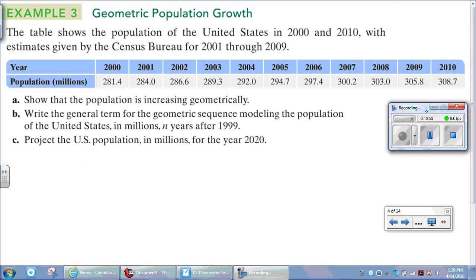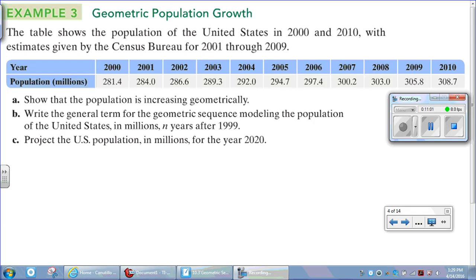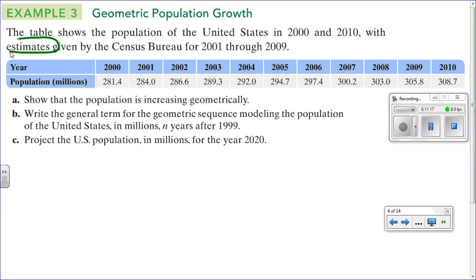Okay, so another problem, yes, it is real. The table shows the population of the United States in 2000 and 2010, with estimates given by the Census Bureau for 2001 through 2009. Why do you guys think they're estimating here? Because the census is only once every 10 years, so they don't keep track in between those years.